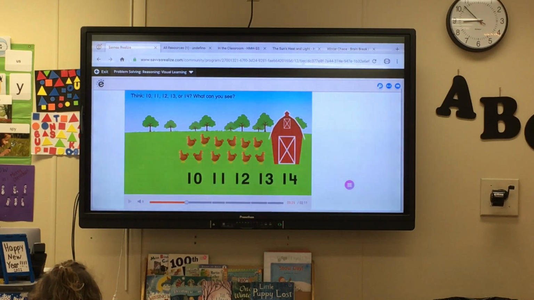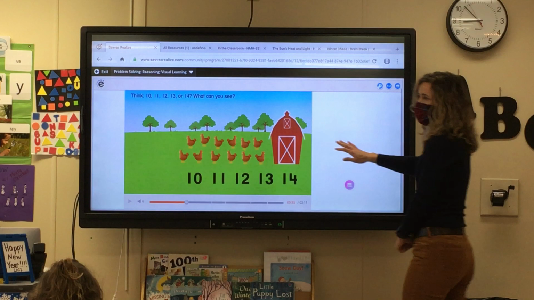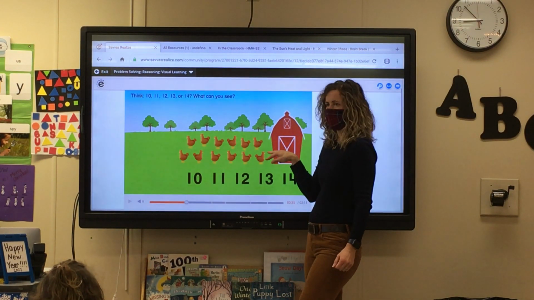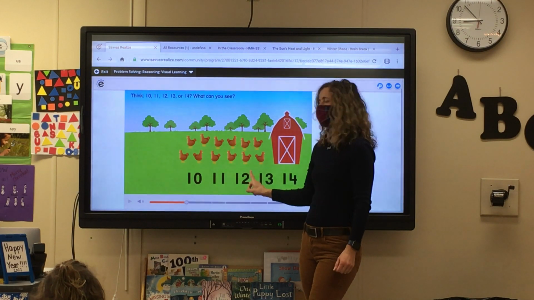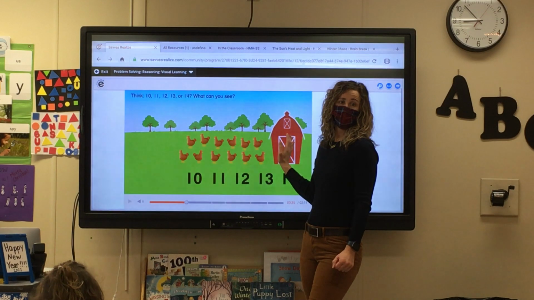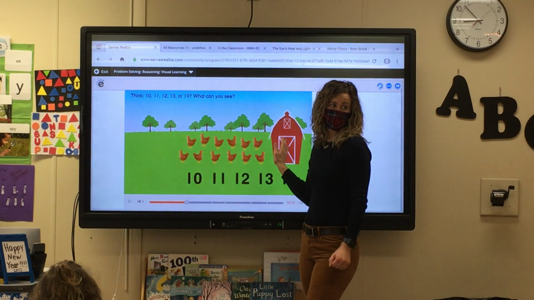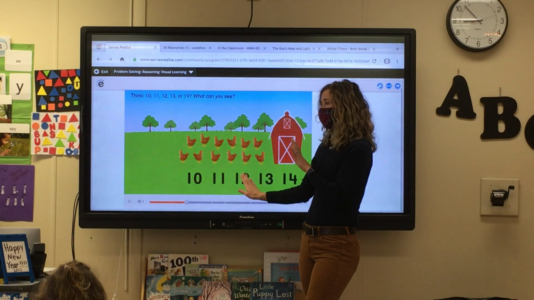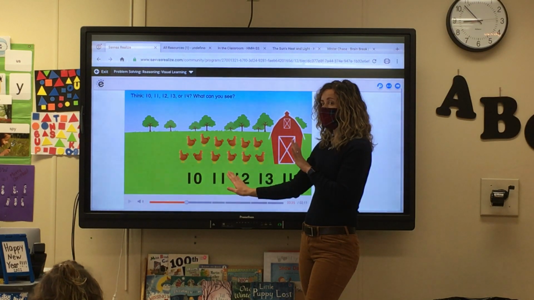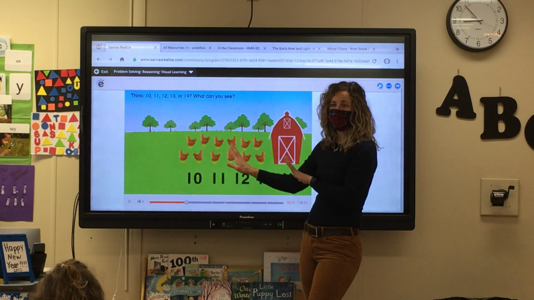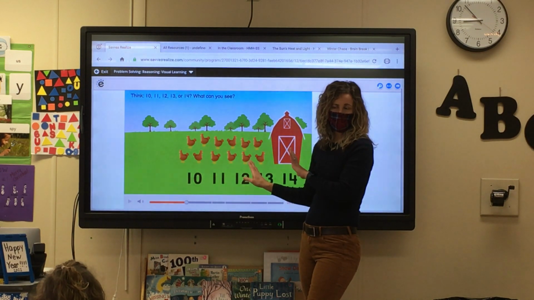Okay, so how many hens are outside of the barn right now? 12. They said 12? Okay, so if I count like 2, 4, 6, 8, 10, 12, right? So here's the number 12. So they're saying if there's some inside of the barn, does that mean we could have 11 altogether? No. Or 10? No, because right now we already have 12 hens, right?